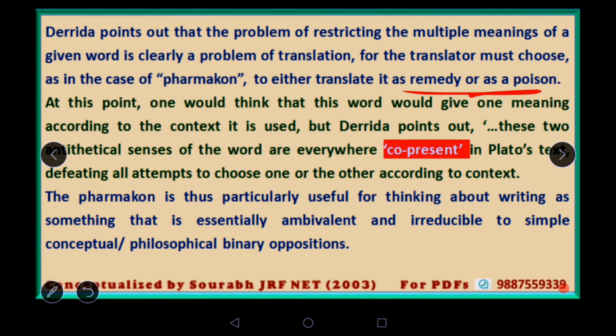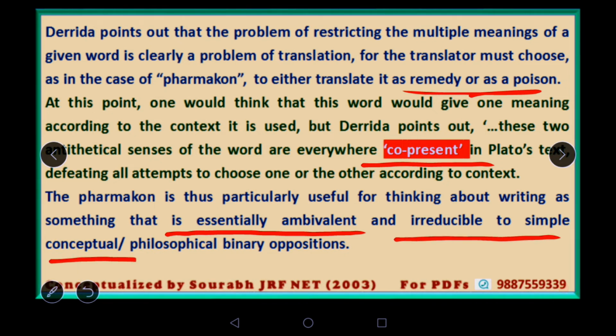One would think this would give one meaning according to the context it is used. Generally we say that the meaning depends upon the context, but Derrida points out these two antithetical, opposite senses of the words are everywhere co-present, present side by side, both meanings run together in Plato's text, and they defeat all attempts to choose one or the other according to the context. The Pharmacon is thus particularly useful for thinking about writing as something that is essentially ambivalent, full of traces, and irreducible to simple conceptual or philosophical binary opposition, because each signifier has a host of signifieds, as we have seen in the very beginning of this video.